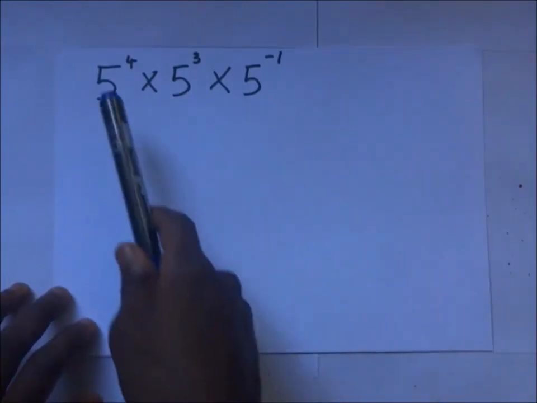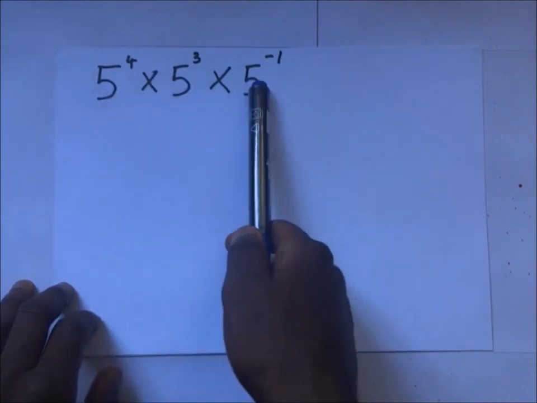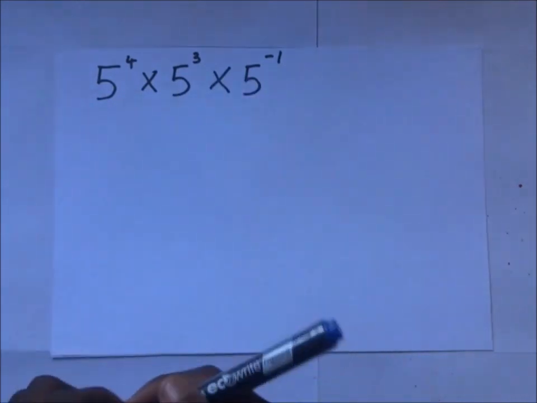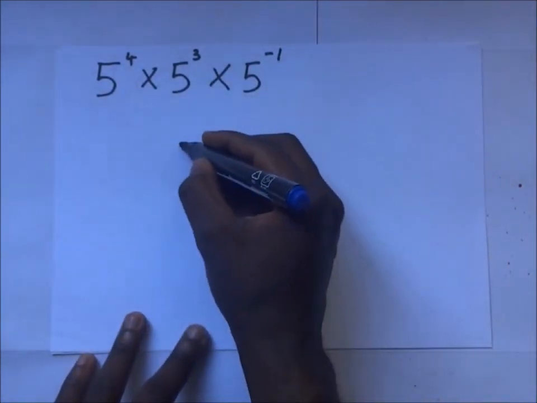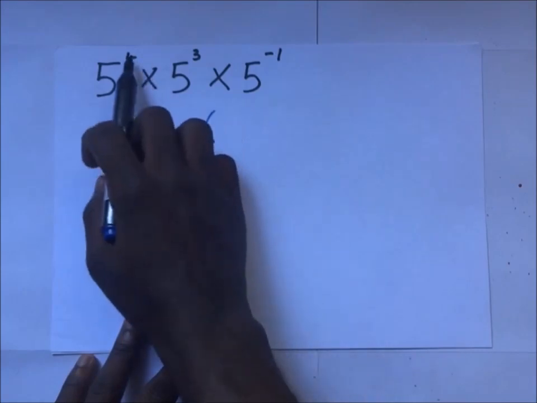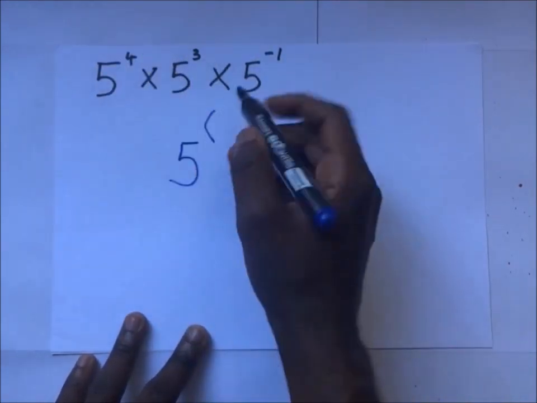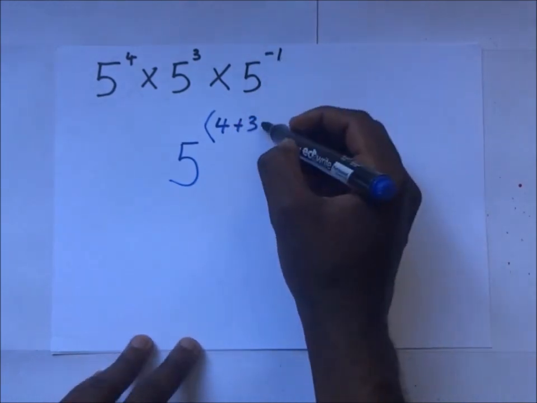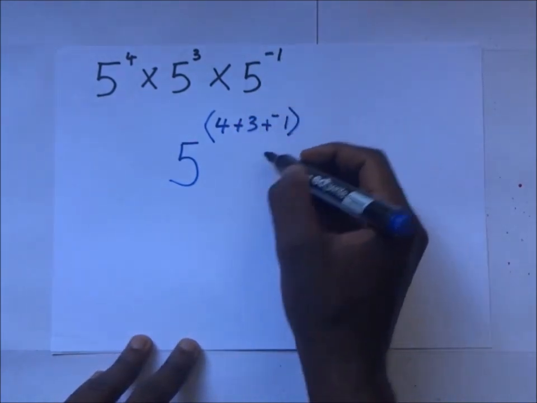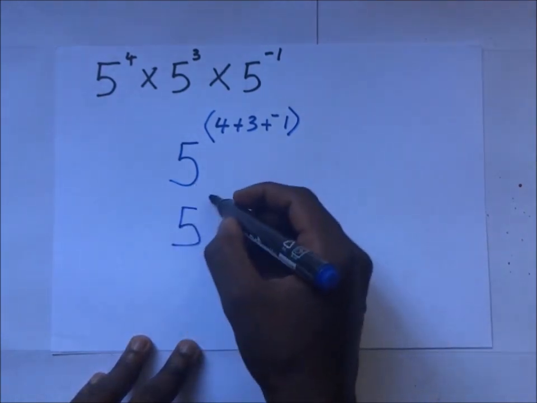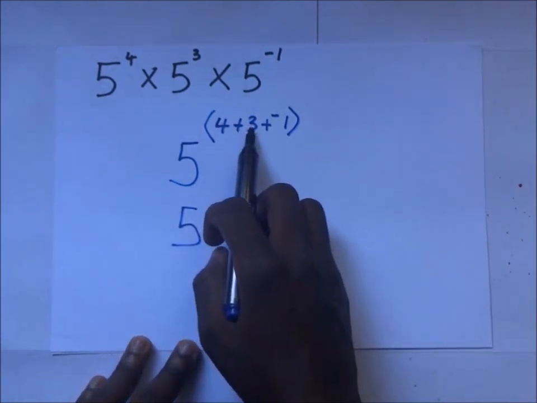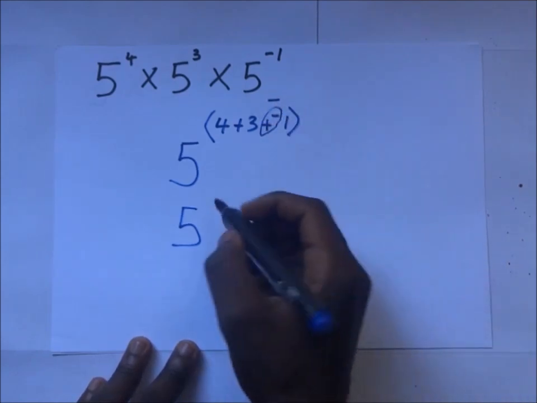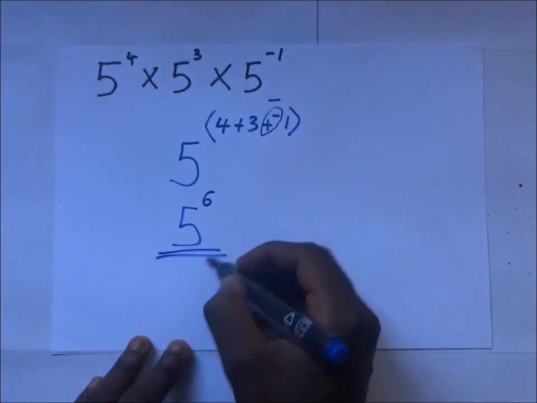Right here, still the same: 5 times 5 times 5. This is multiplication of indices, so we maintain the base since it's the same. So it's going to become 5 to the power, you add the powers. So it's going to be 4 plus 3 plus negative 1. And definitely this is going to become 5 to the power 4 plus 3, 7. 7, this becomes minus. 7 minus 1 is 6, so it's 5 to the power 6.